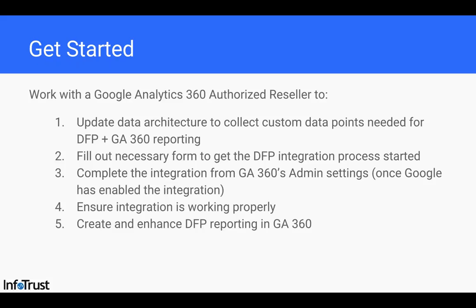Then from there, you have to have Google or your authorized reseller fill out a form to get the DFP integration process started. There's information that they'll need from you in terms of your publisher ID, the person that has access to both DFP and GA. All that information will be put into a form and then submitted to Google. Once Google goes through those forms, they send out some emails to get verification that you want to complete this. So whoever owns DFP within your organization actually has to respond to these emails and say, yes, we give permission. And once that's completed, then you can go into Google Analytics 360's admin settings to ensure everything's integrated properly and set up properly.